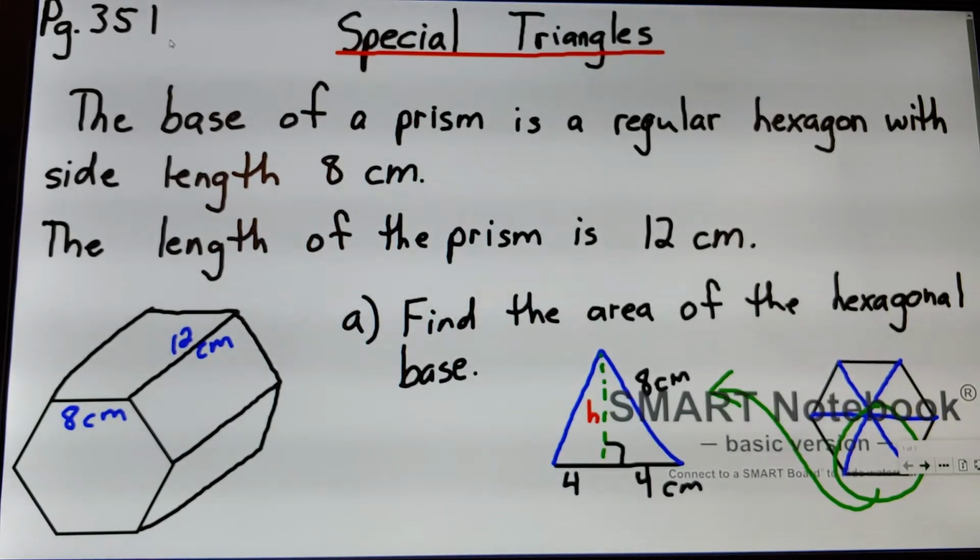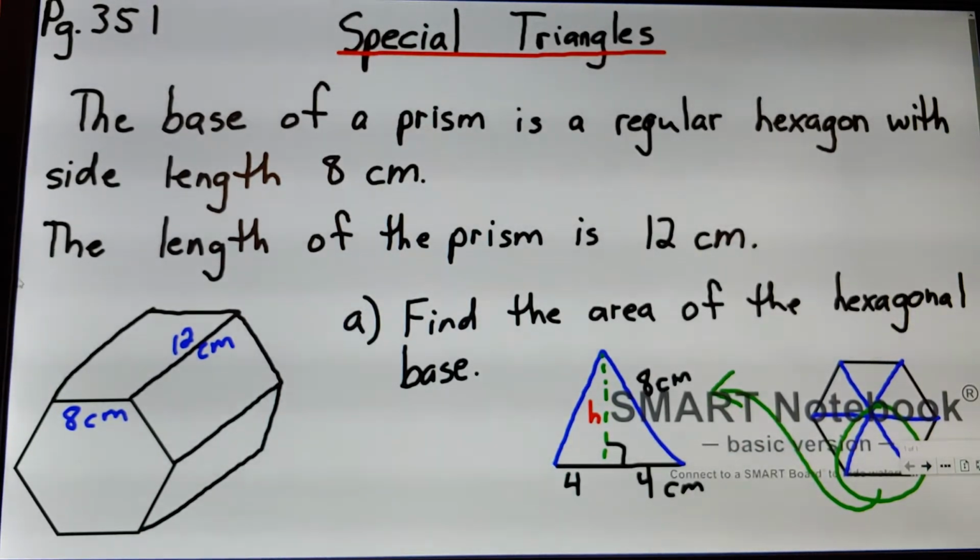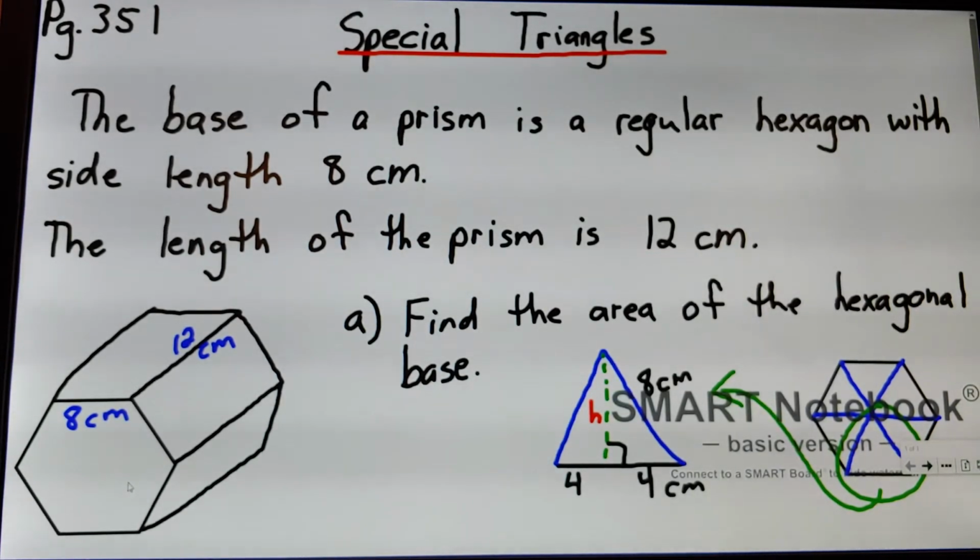So this is page 351, special triangles. And basically what it is, it's using what we know about Pythagorean theorem to help us find surface area and volume about prisms, usually hexagonal prisms, but it doesn't really matter how many sides are on the bottom. You can do it for any of them.